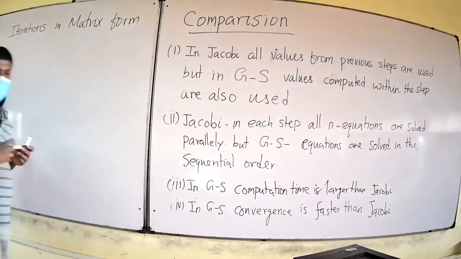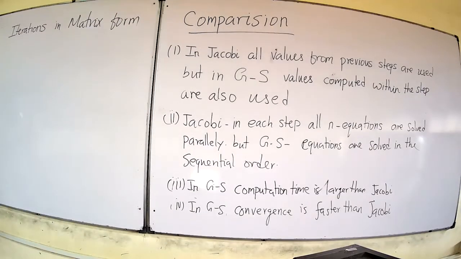We are going to observe these two iterations in matrix form. Now we look at the element form, so we can get the matrix form.